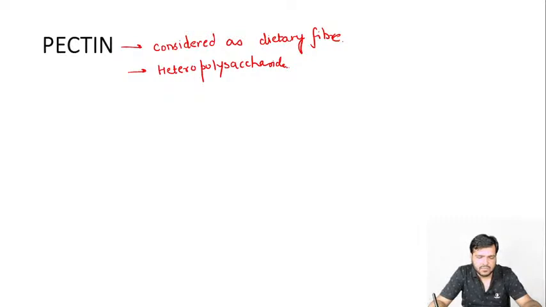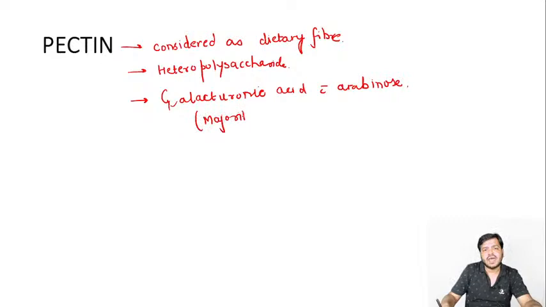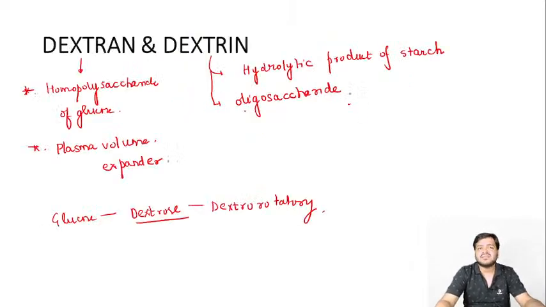So basically pectin is made up of galacturonic acid with arabinose, and majorly you will find galacturonic acid more in number as compared with arabinose. So that was something about pectin, dextran and dextrin, which is very different from dextrose. Dextrose is basically glucose, and glucose is dextrorotatory. I'll discuss isomerism in the next class.